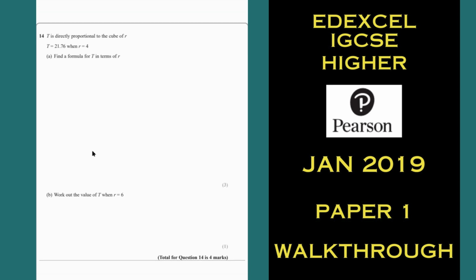Number 14. As soon as you see that top sentence, get writing. T is directly proportional to the cube of R, R cubed. So your formula is going to look like that. You just need the K.